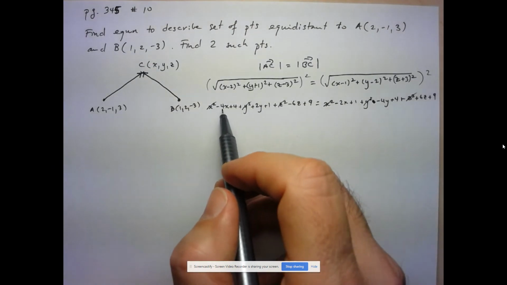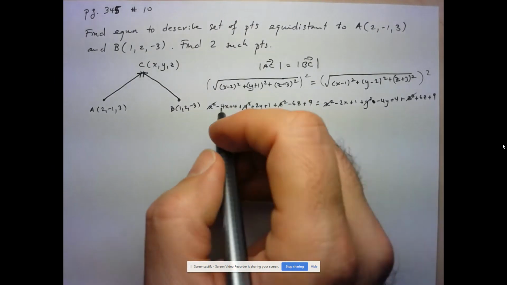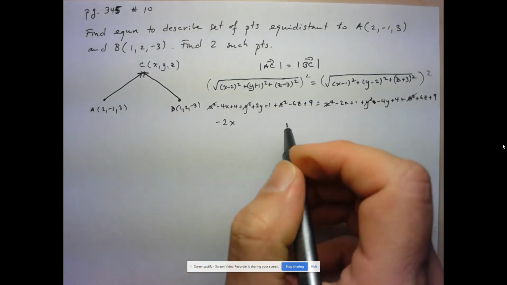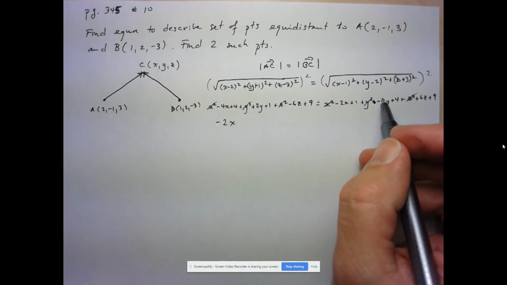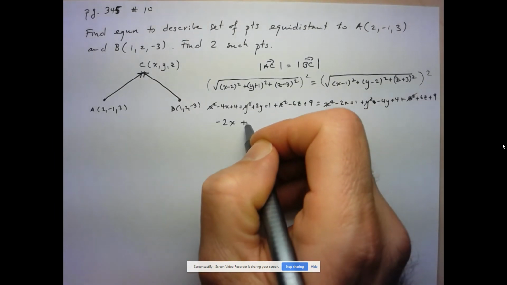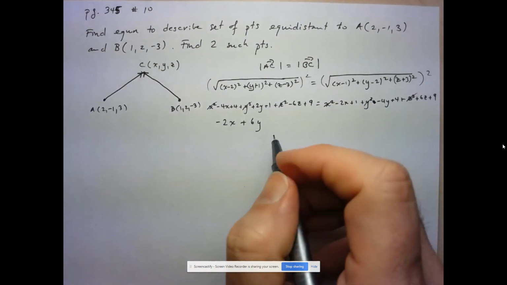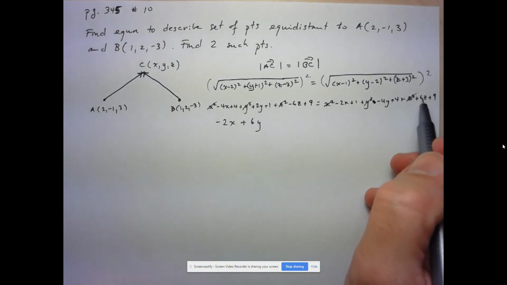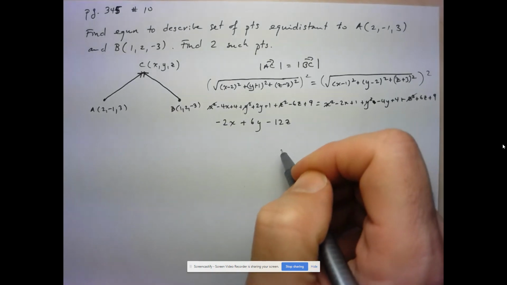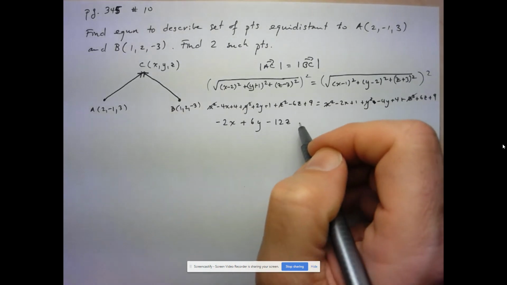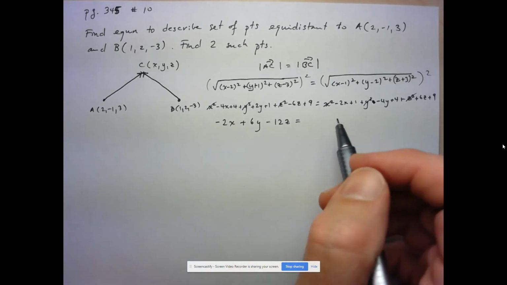So here I have -4x plus 2x, so that's going to be -2x. Here we have 2y, and we've got -4y, so if I bring that to the other side, 2 plus 4 is 6y. And then we've got -6z minus another 6z, so minus 12z. All right, and let's bring all the numbers to the other side.